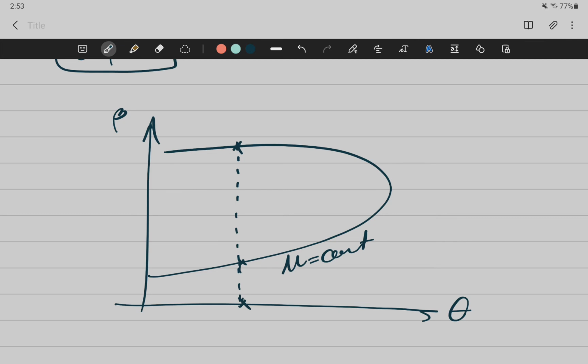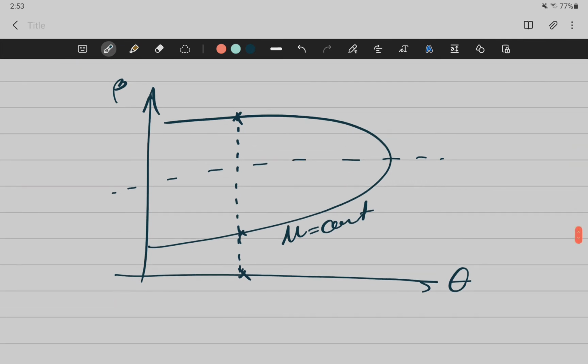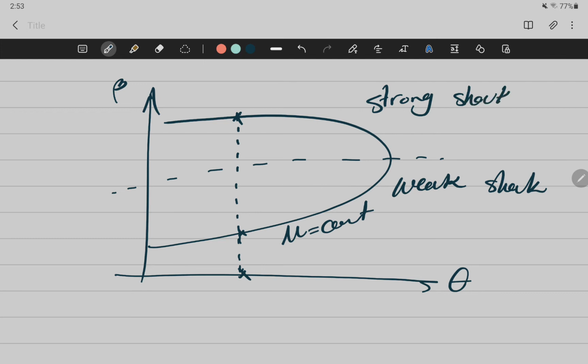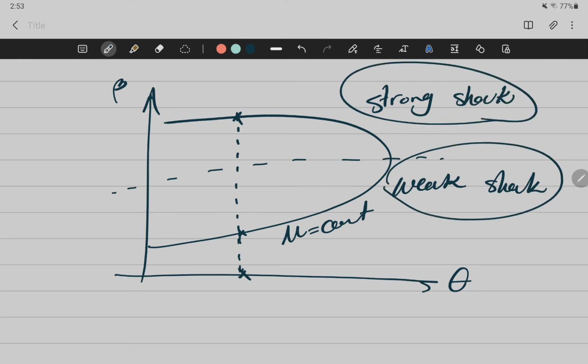So this actually means that we are going to have two types of oblique shock waves for each theta. One is called a weak shock. One is called a strong shock. And the angle is going to be different. So your shock is going to be a little closer to a normal shock wave, right?